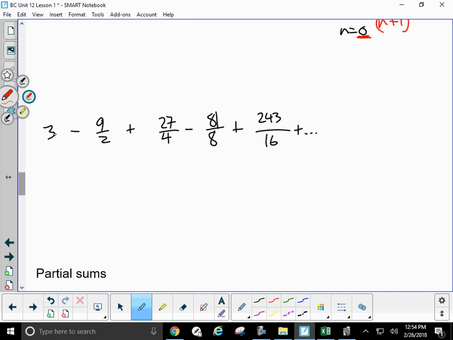Let's see if you guys can figure this out. Write this using summation notation, using n equals 0 and n equals 1. Multiple different answers, or different ways to get this.